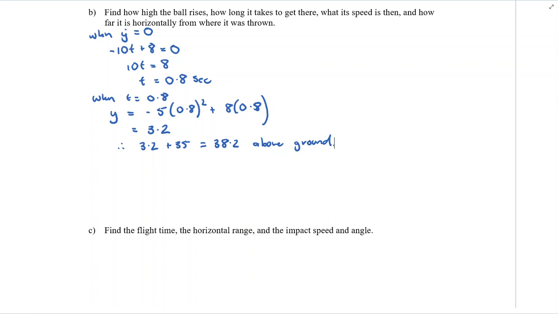So the vertical speed, and squish this in because there's still a little bit left to do. So we've got vertical speed is equal to 0 meters per second. What about horizontally?